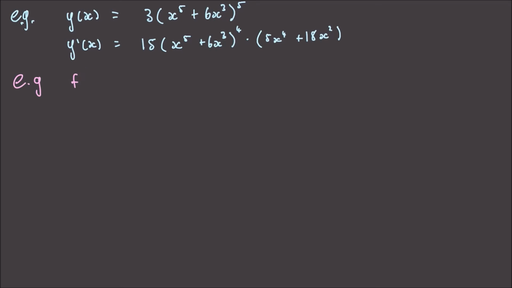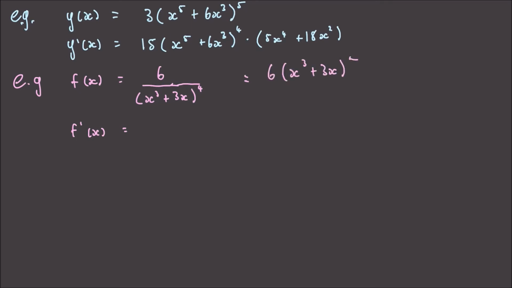Okay, here's a further example. Remember what we can do with power on the bottom. We can write it first as 6, here's the bracket, and make the power a -4. So then we just have to multiply the power to the front, keep the brackets the same, reduce the power by 1, and then multiply by the derivative of the inside bit, the bit inside the brackets.